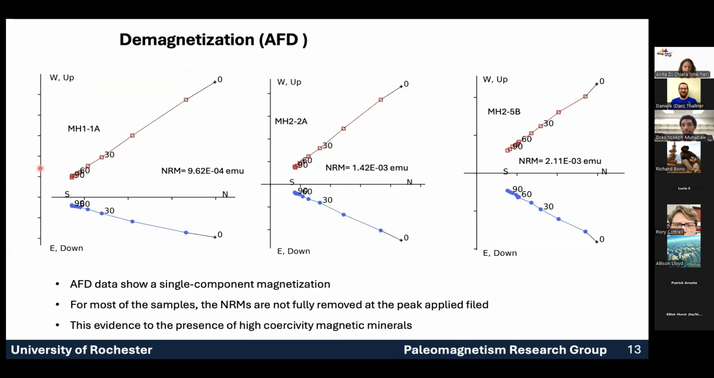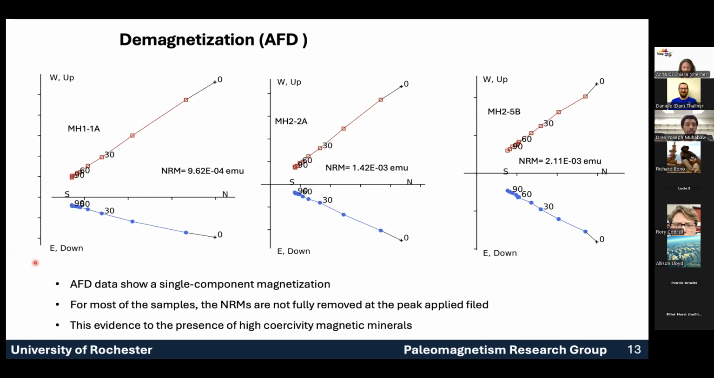So the next step, once we identify our magnetic minerals and their domain states, we conducted a series of demagnetizations, starting with alternating field demagnetization. These red lines are inclination, whereas these are the declination. And this is the NRM value before doing any demagnetization measurements.